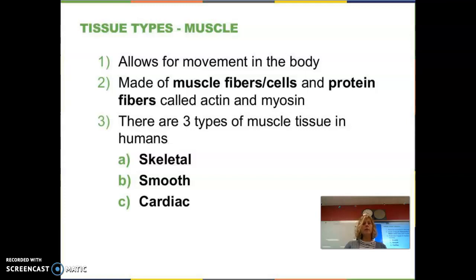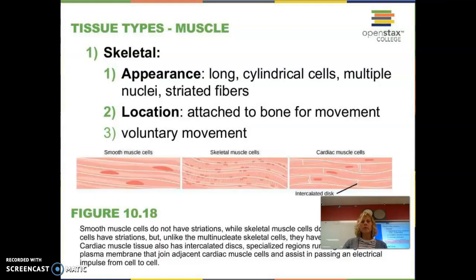I want to talk about the different types of muscle tissue. There's only 3 main types of muscle tissue. They're obviously made of muscle fibers, and myosin and actin fibers are an important part of allowing muscles to work. We're going to talk about each of them specifically: skeletal, smooth, and cardiac, and they look a little different. And as you move through the tissues lab, hopefully you can see that.